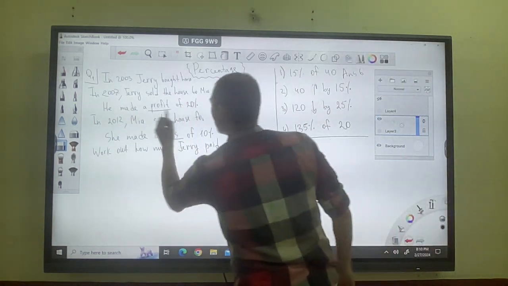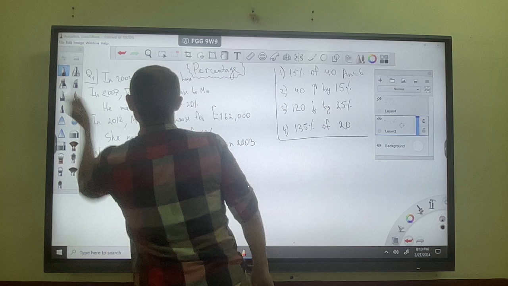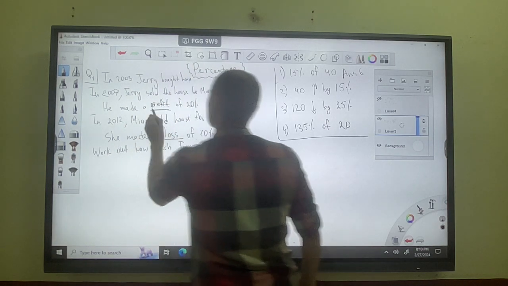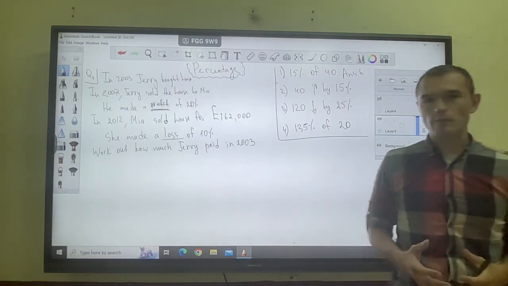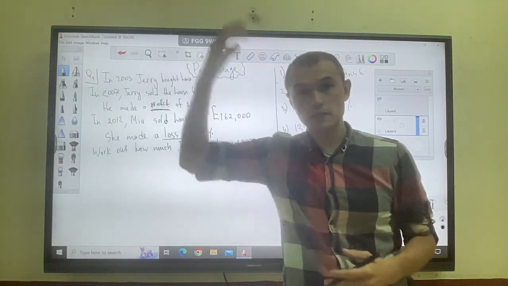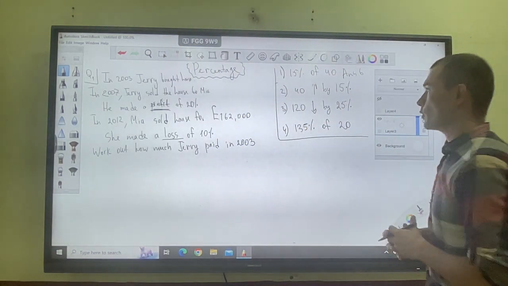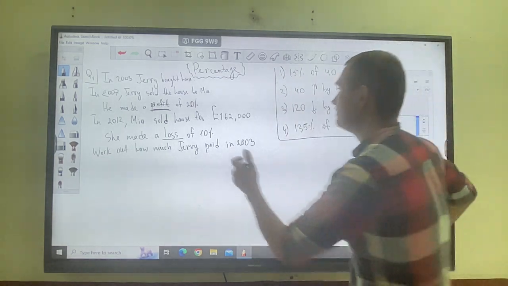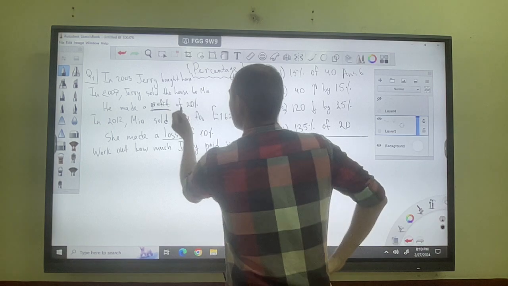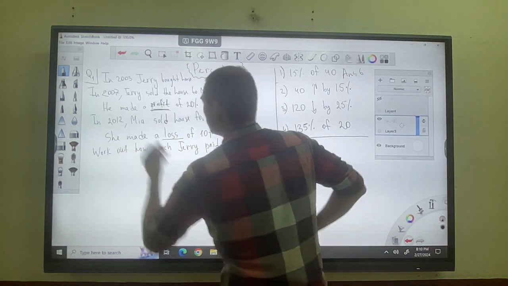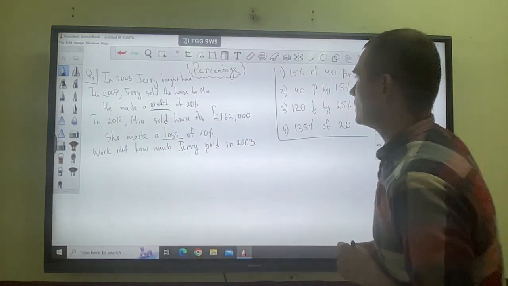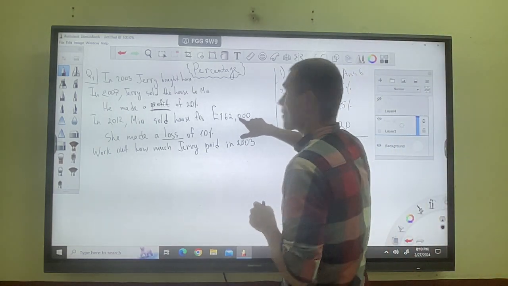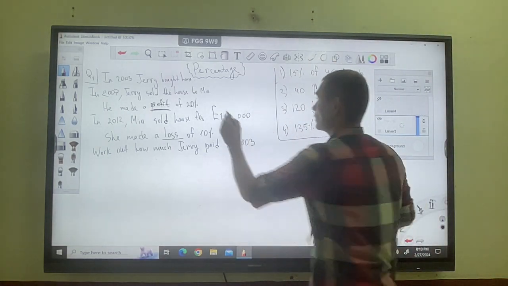He made a profit. What does the profit mean? He got some amount of money. He increased his money, so he got more than the original amount he had before. So now, 20% profit. Okay, good with that. In 2012, Mia sold the house for 162,000 pounds. Wow.